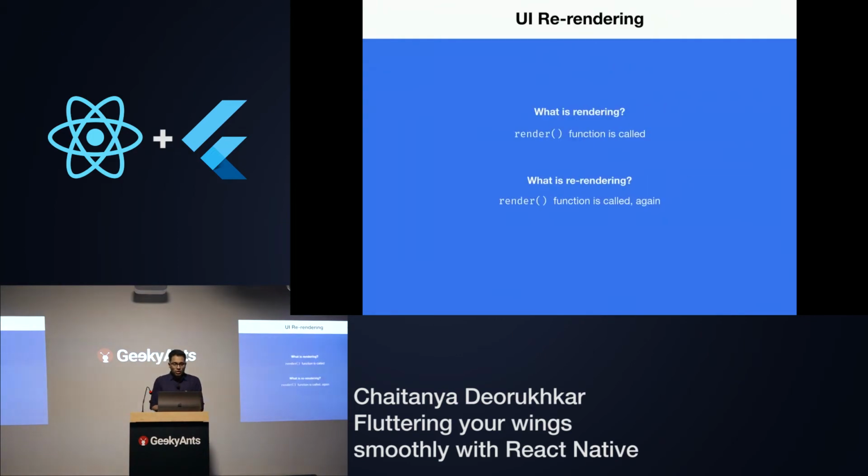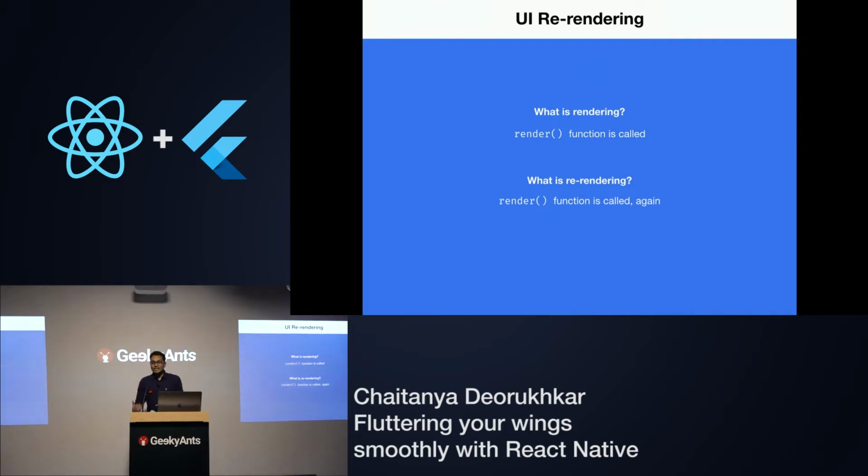Next, let's talk about UI re-rendering. We've spoken about Android, we've spoken about iOS. Now let's think in terms of React a little bit. So what is rendering? When a render function is called. What is re-rendering? When a render function is called again. Now that is an incorrect and a very incomplete definition of what rendering is. Please don't kill me guys, but just keep this in mind for you to understand what UI re-rendering means.